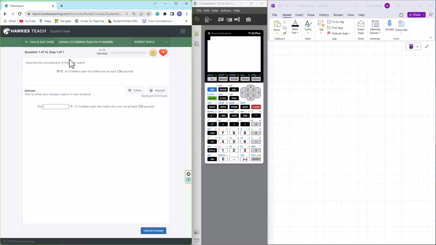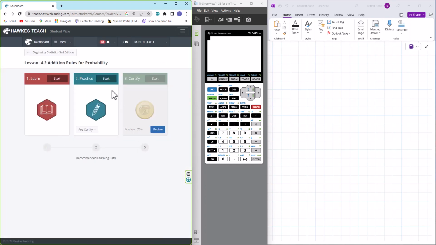Notice that you have 12 problems, each with exactly one step. You have 3 lives. You need to get 9 of the 12 correct before the due date in order to get 100 on your homework. As usual, I'm going to do this in practice. Okay, so let me go ahead and start.